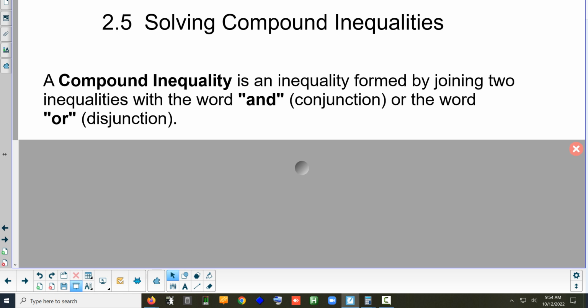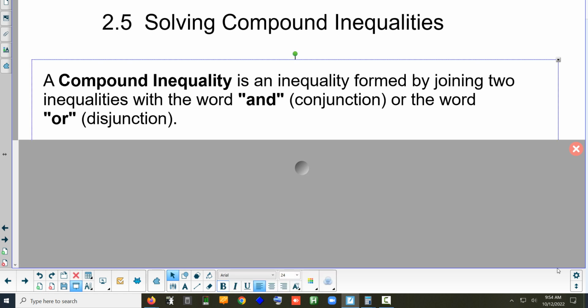You can either use the word and. If you put the word and, that is called a conjunction. So in parentheses, you have a spot to write and then conjunction. Or the other word you can use is or. If you put the word or between two inequalities, that's called a disjunction. So the two words you're going to see come up a lot today are and, and the word or.